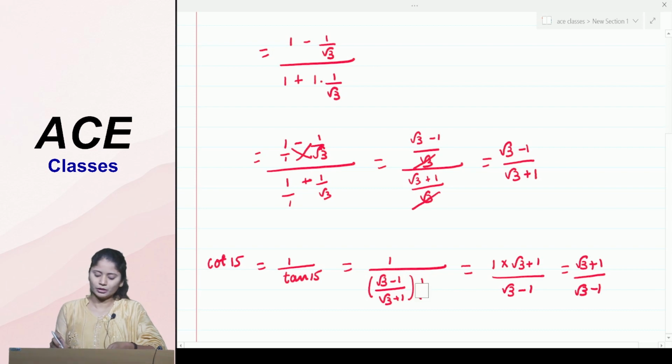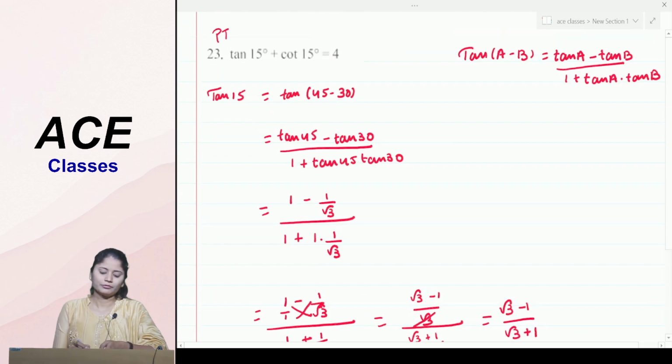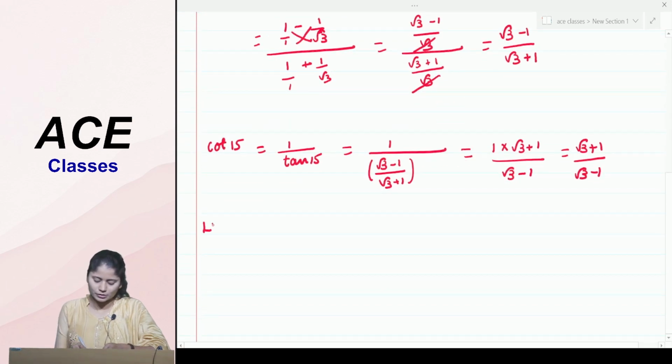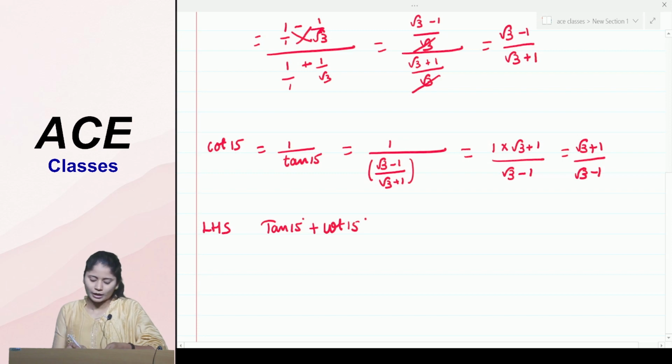Okay. So what is the question now? Tan 15 plus cot 15. So your LHS is tan 15 degree plus cot 15 degree. Okay, you need to get your answer as 4. So tan 15 is root 3 minus 1 over root 3 plus 1, plus cot 15 is root 3 plus 1 over root 3 minus 1.